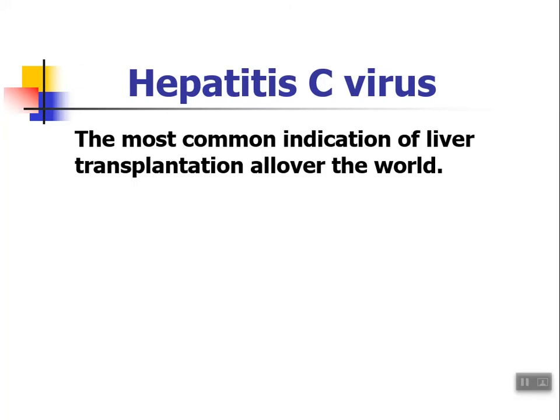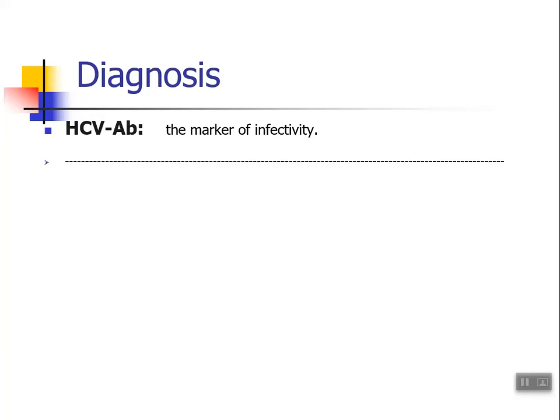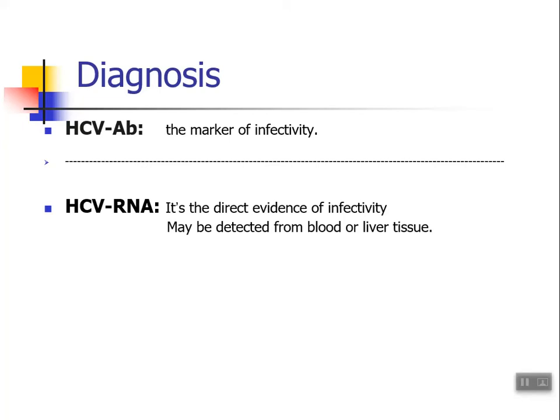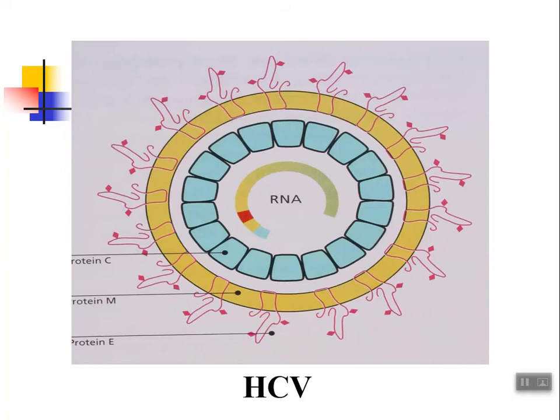Hepatitis C virus is the most common indication for liver transplantation all over the world. Diagnosis starts with hepatitis C virus antibody, which is the marker of infectivity, while HCV RNA is the direct evidence of infectivity, and it may be detected from blood or liver tissue.